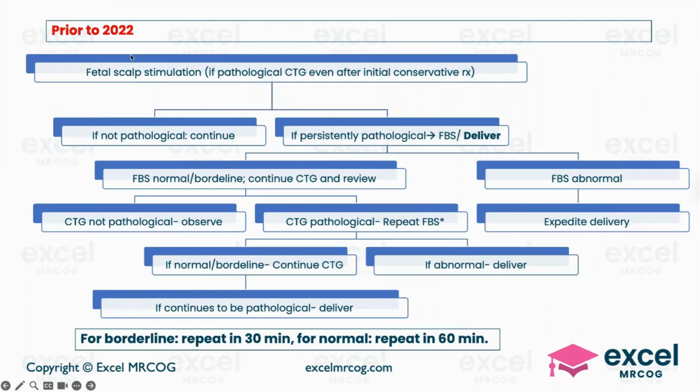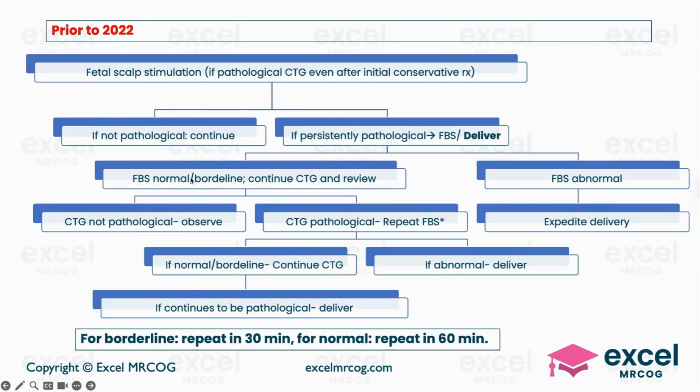Prior to 2022, as I said, fetal scalp stimulation was done if the CTG was pathological even after initial conservative measures. If you did scalp stimulation, and she got an acceleration, the CTG trace went back to normal. Everything is hunky dory. You don't do anything further. But if persistently pathological, you either could do FBS or consider delivering, if you couldn't do FBS or had other reasons why you thought delivery is required. Now, if you're doing FBS, please follow this chart.